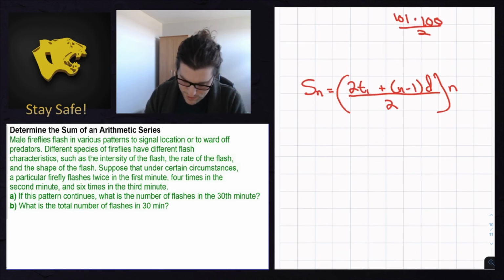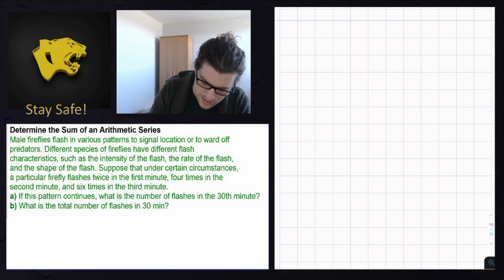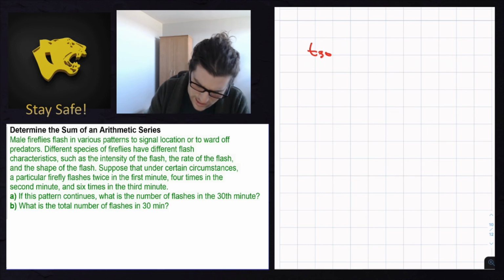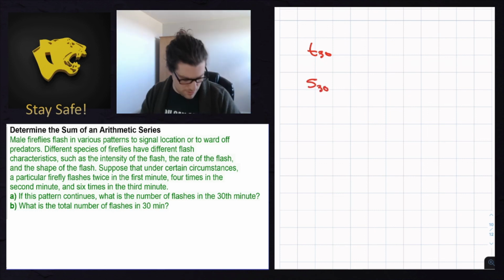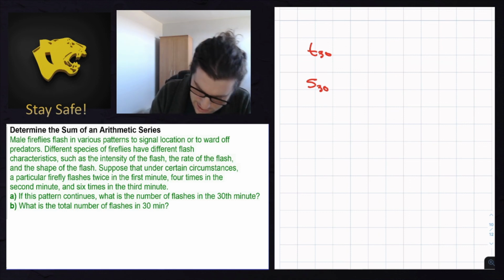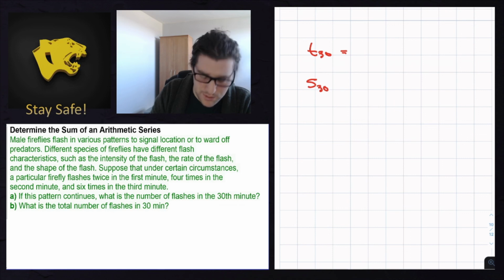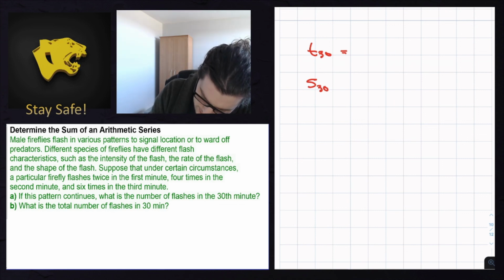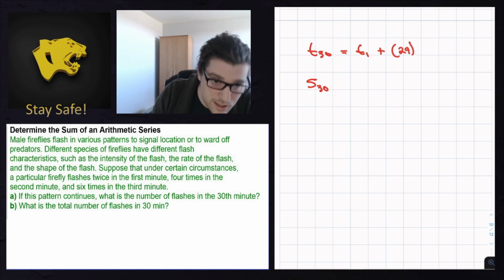So first thing it's asking us for here is come up with T30. And then it's going to ask us to come up with S30. So the first thing I'm going to do to come up with T30 is to say that T30 is equal to T1 plus n minus 1, which would be 29, times the common difference.